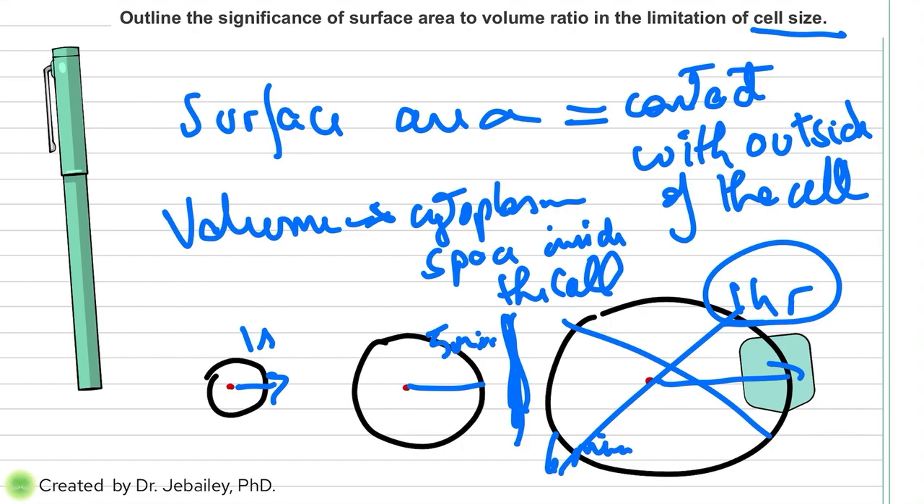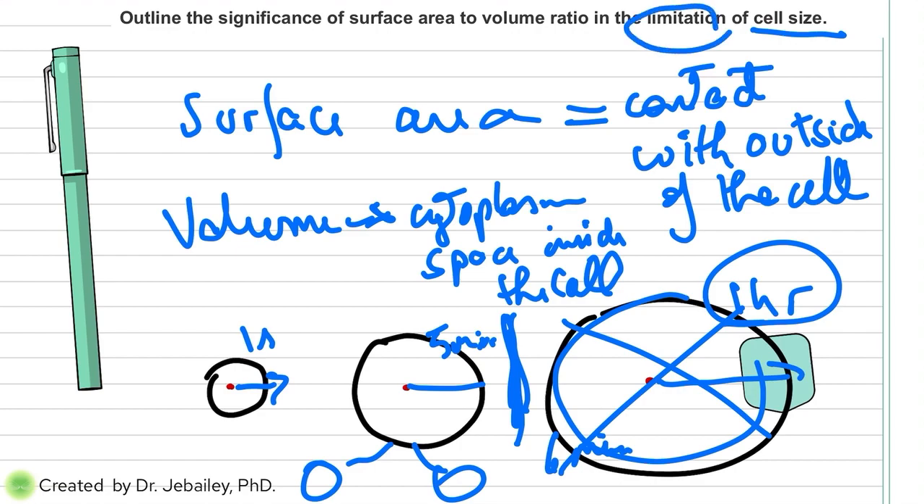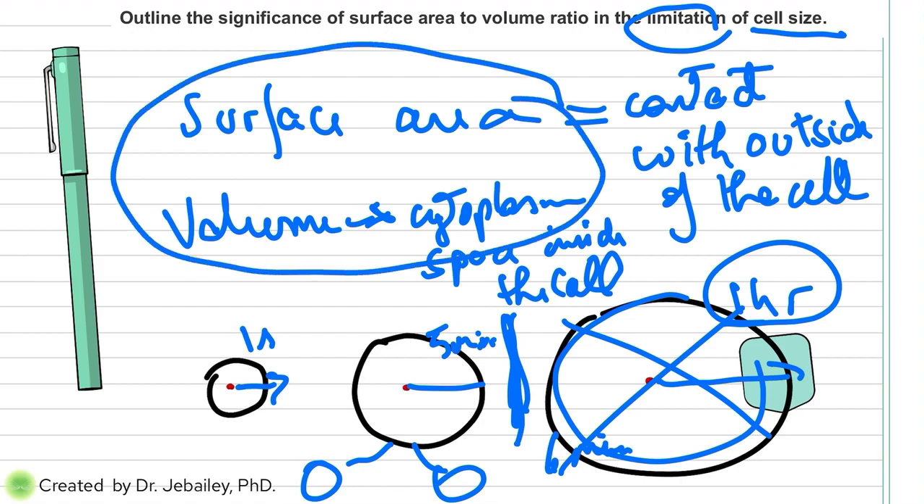Well, the only thing you can think of, instead of continuing to grow the cell, what do you do? You divide. That means you start doing cell division to keep the cells always in a small size. That's what it means by the limitation here of cell size. Then that's all because of the surface area and volume.